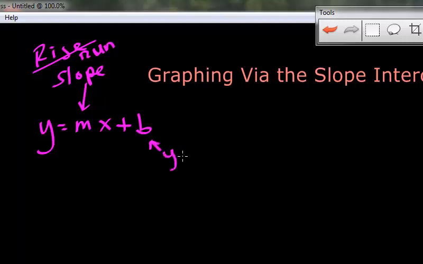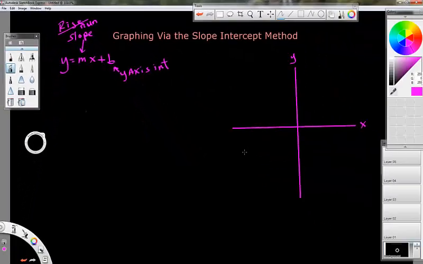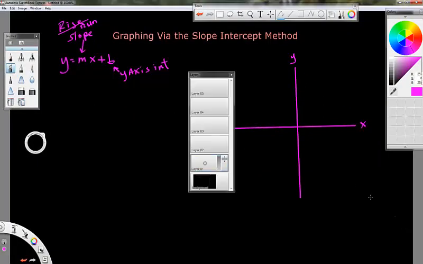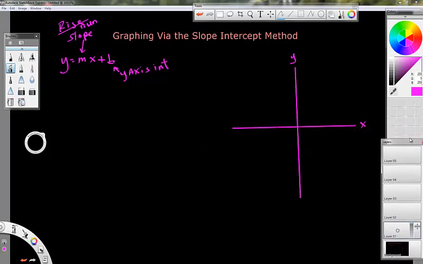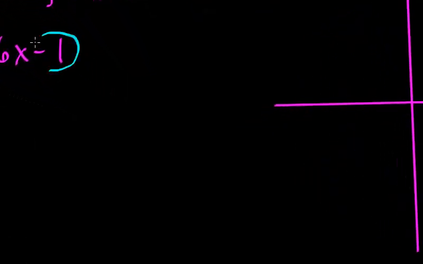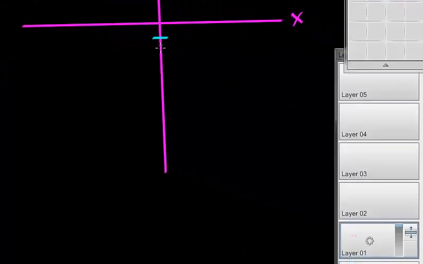This is the y-axis intercept, the y-axis intercept. So if I start off here, and let's say that I had to do something like y equals 6x minus 1, okay? And I want to use this method of using the information in this formula here. The minus 1, I'll circle that, that is going to be the y-axis intercept. So my first move is to go down 1 and put a dot right there. All right, so that's my dot at negative 1.